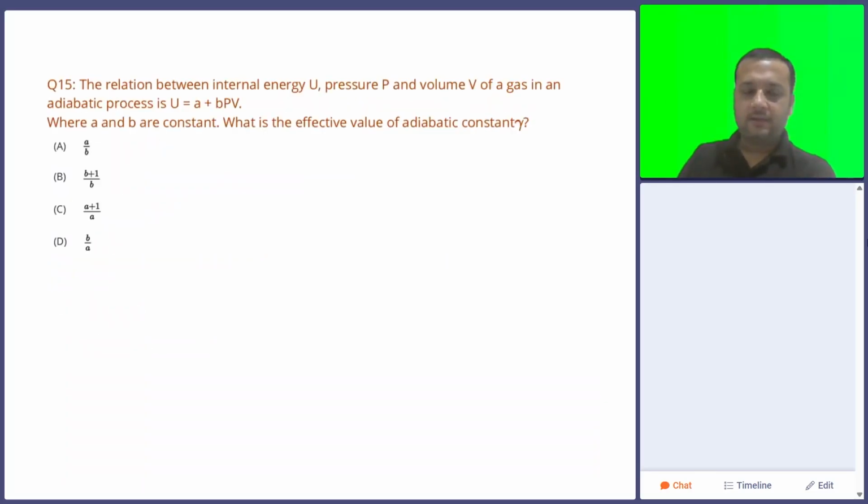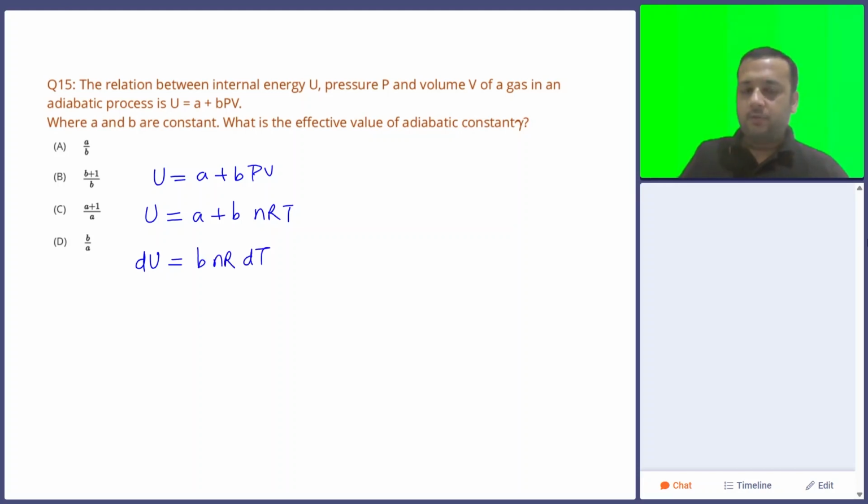Here we have to find the adiabatic constant, given the internal energy in an adiabatic process. You know that here U is given as a plus b pv. A and b are some constants. Now using the ideal gas equation, you can write pv as nRT. So if I write dU, differentiating this, a will become zero because it's a constant, and this will become b into n into R dT.